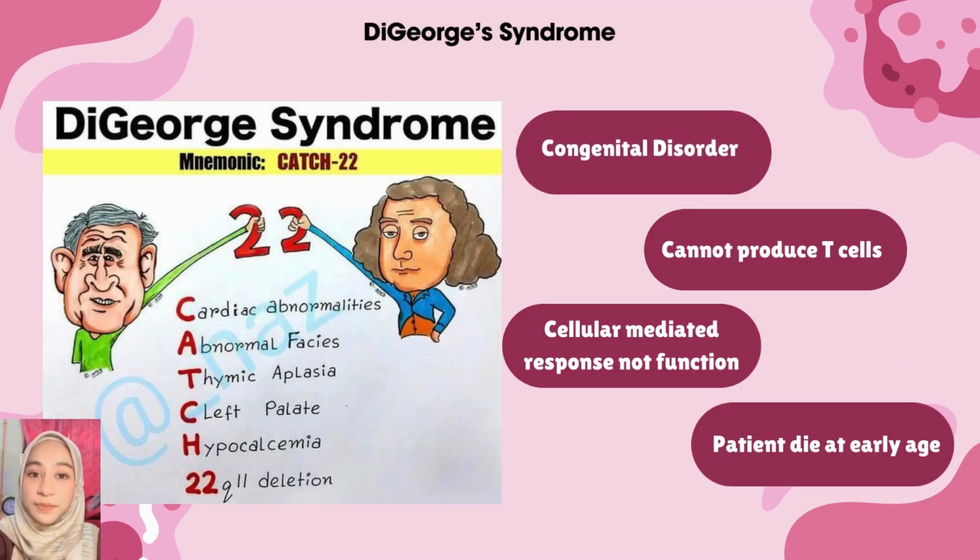What is DiGeorge syndrome? DiGeorge syndrome is a congenital disorder characterized by the failure of the thymus to develop properly. This results in the inability to produce T cells, essential for a functional cell-mediated immune response. As a consequence, individuals with the syndrome are highly susceptible to infections. Due to the compromised immune system, patients may face health challenges and may unfortunately die at an early age. The syndrome is often associated with a range of other symptoms affecting different organs and systems.